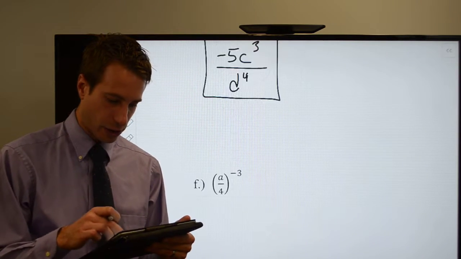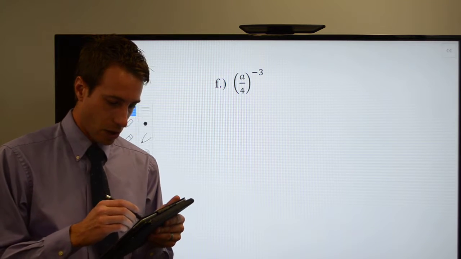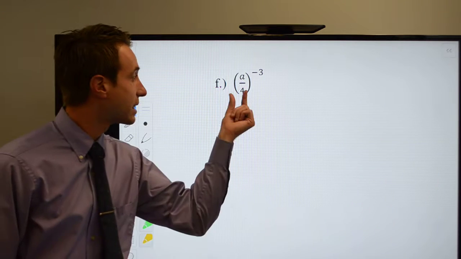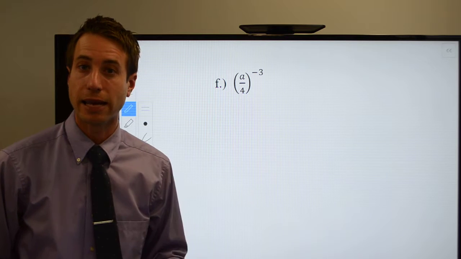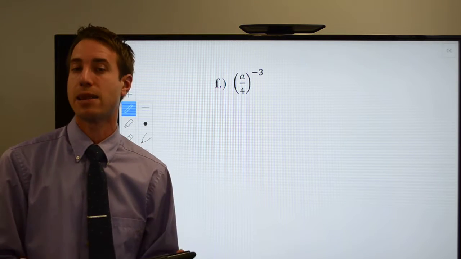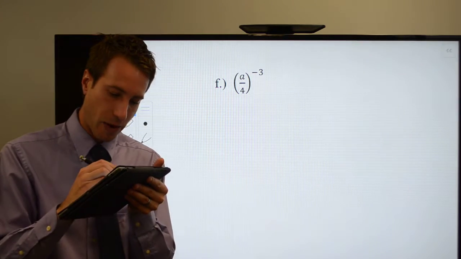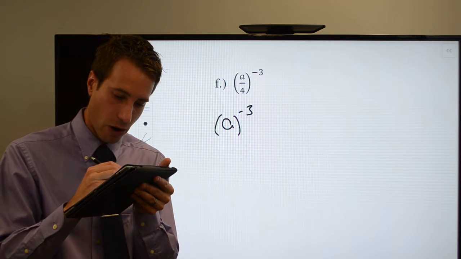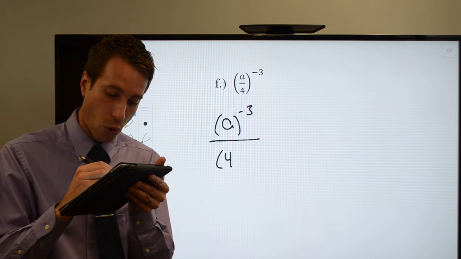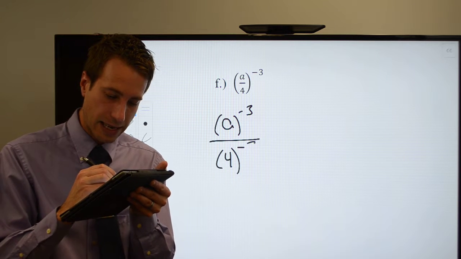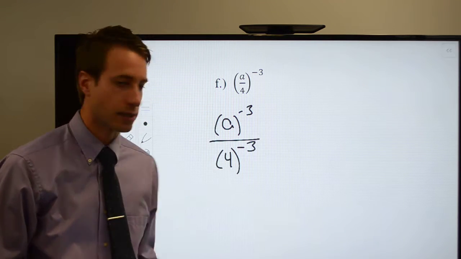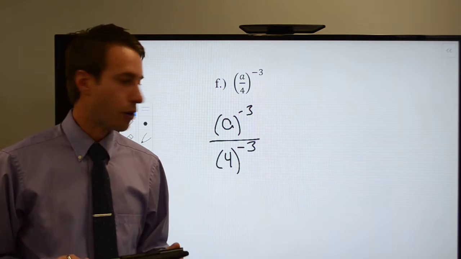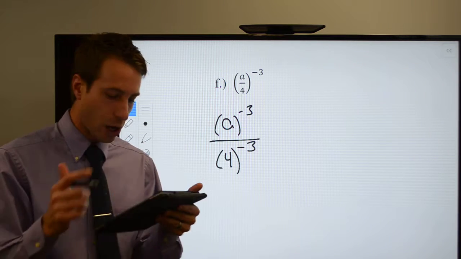A couple more for you here. Let's try this one. Okay, great. So here's what I recognize. I recognize I have a quantity. It's raised to the negative third power. That means everybody inside the parentheses gets raised to that power. Let me show you what it looks like. I'm going to have an a to the negative third, all divided by 4. Yeah, you guessed it, to the negative third. Don't forget constants get raised to the negative third power as well. So here we go. Let's go ahead and do that.